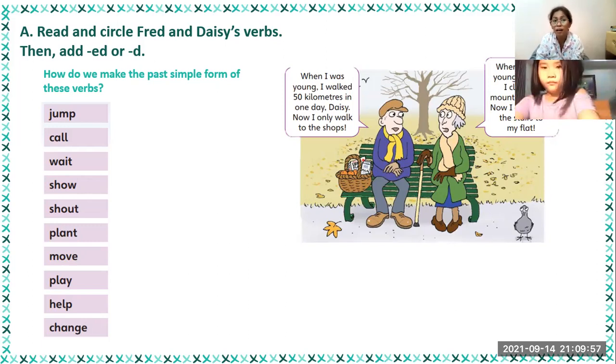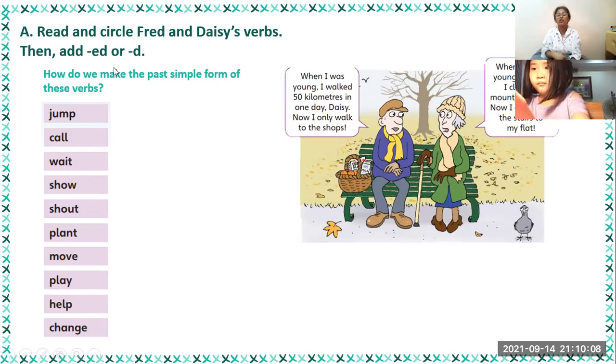You will do? Oh, read and circle Fred and Daisy's verbs. Then add ED or D. Oh, you write your answer in the chat box. Go, Mary.